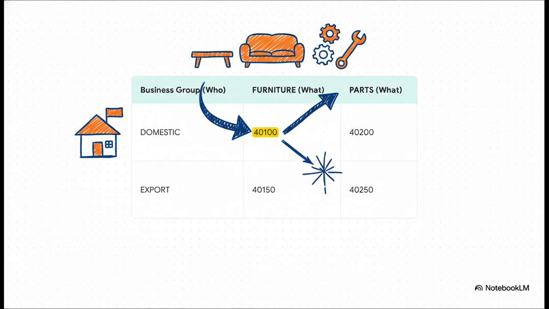And here is the payoff. When that invoice gets posted, the system looks at this matrix. It's kind of like playing a game of Battleship, right? It goes down the rows to find domestic, our who. It goes across the columns to find furniture, our what. And where they intersect? Bingo! It finds the exact GL account for sales revenue, 40,1000. It's simple, it's elegant, and it happens perfectly every single time.